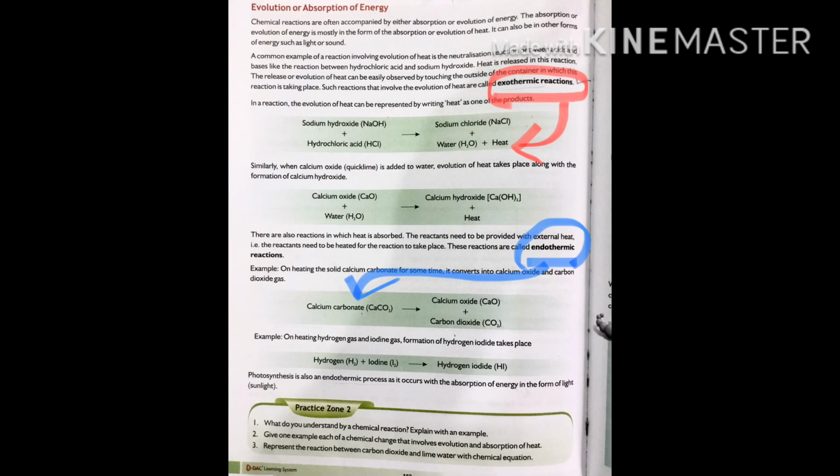And what is its opposite? Endothermic. In endothermic, heat is needed. See the reaction. The blue arrow: calcium carbonate, when we heat this, meaning when we provide heat, breaks down into two substances, calcium oxide and carbon dioxide. So this is very important. Exothermic means heat is released.